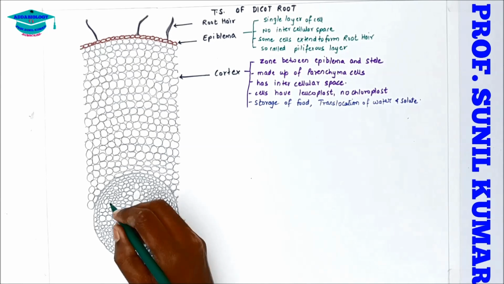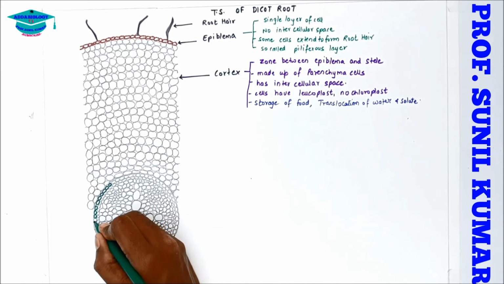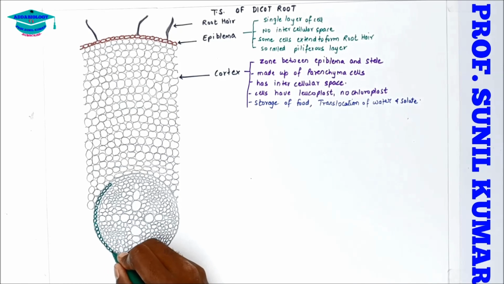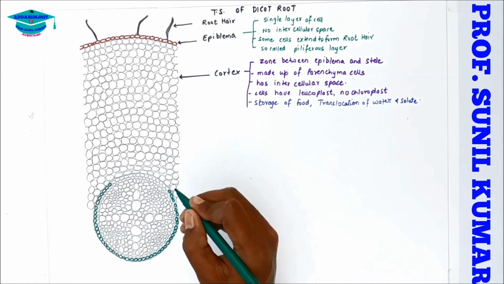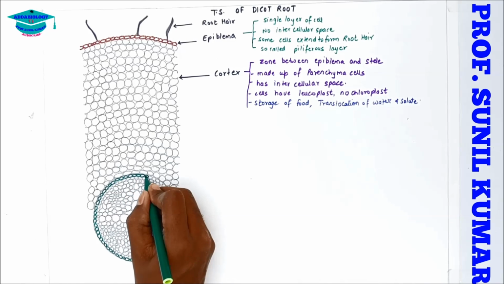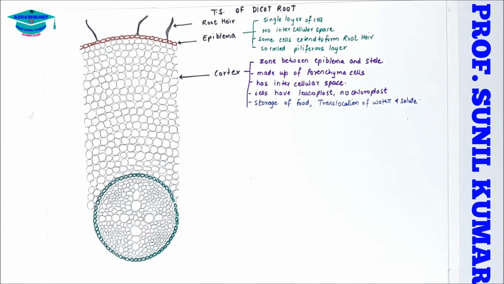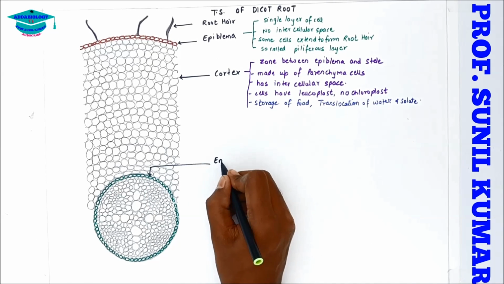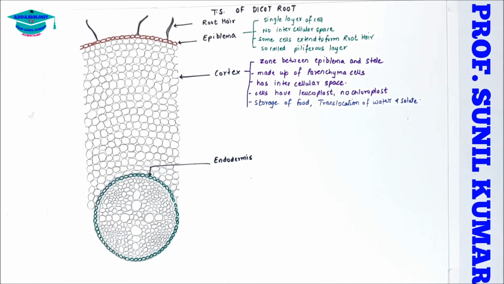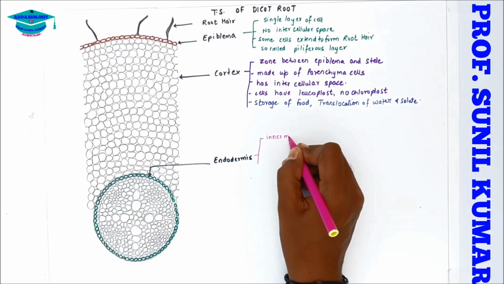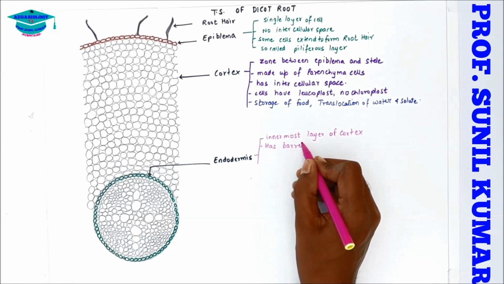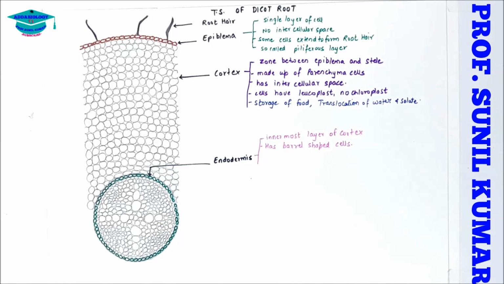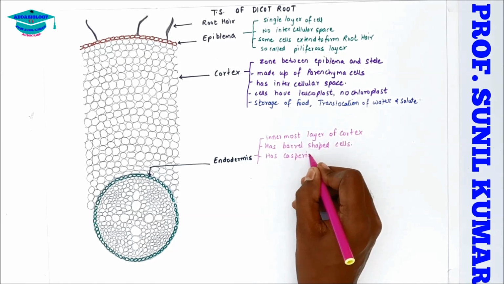Now the layer which marks the end of the cortex is called endodermis. Most important, endodermis marks a boundary for cortex also. First of all, they are a single layered structure. Let's understand what we can write for endodermis. It is the innermost layer of cortex, most important part, and it has barrel shaped cells. These barrel shaped cells are lignosuberin, and the endodermis has Casparian strip on their radial walls.